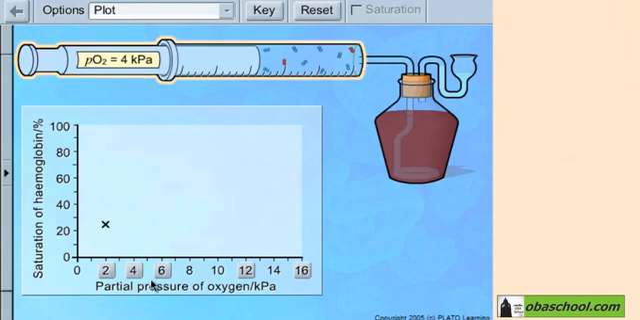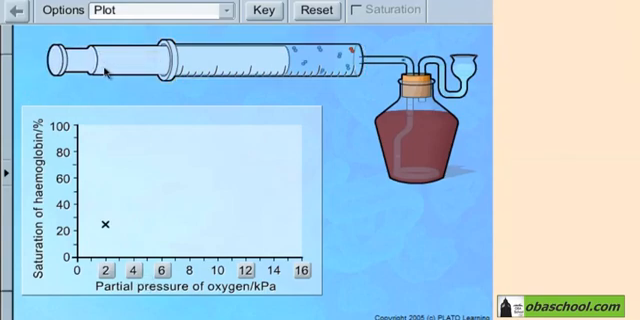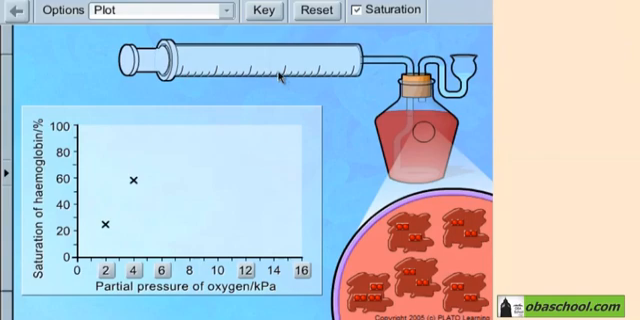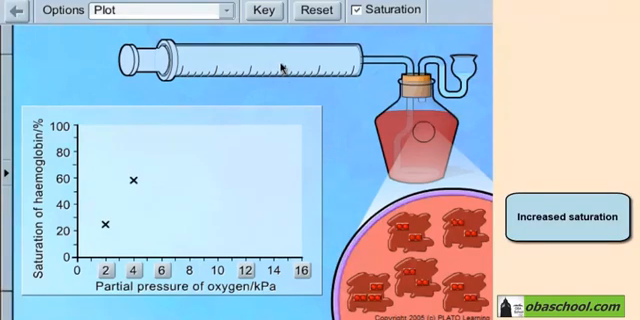Now let's go to 4. Partial pressure of 4 kilopascals. We add this to the vial. Now, hemoglobins have either 2 or 3 oxygen molecules on them. This is a higher saturation of oxygen in hemoglobin because we have a higher partial pressure of oxygen.